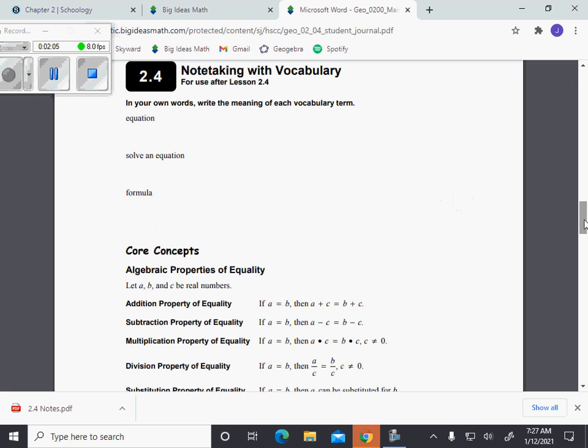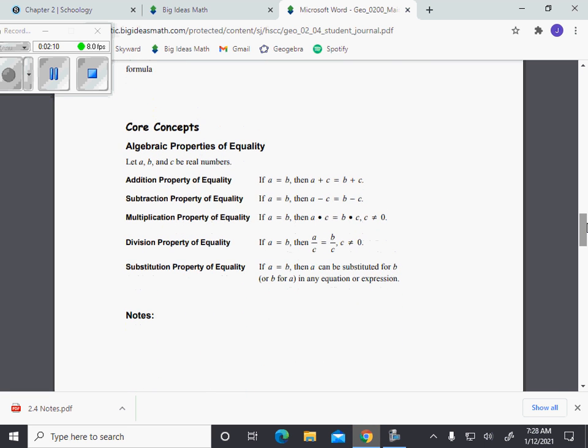And I want to talk about what's below here. Okay? These algebraic properties of equality. All right? And these are what you're going to be using through this lesson's homework, so please pay attention. You have the addition property of equality. Okay, so if you have A equals B, then you can add something to both sides. Whenever you add something to both sides of the equal sign, that's the addition property of equality. You add to both sides of the equation.